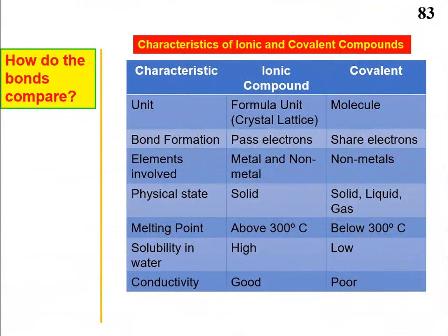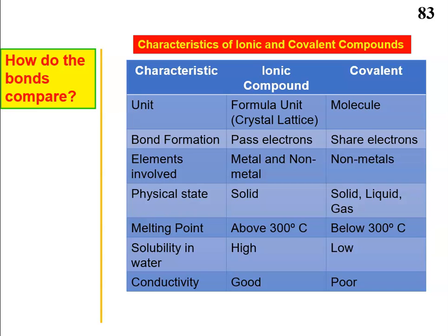Okay, so here are some characteristics of ionic and covalent bonds. A unit of an ionic compound is called a formula unit or a unit cell, and they form crystal lattice structures. Those are like bricks in a wall or apartments in an apartment building. Whereas covalent bonds form molecules. Those are separate, independent structures that can separate from each other. When you boil water, two water molecules can float off in different directions.